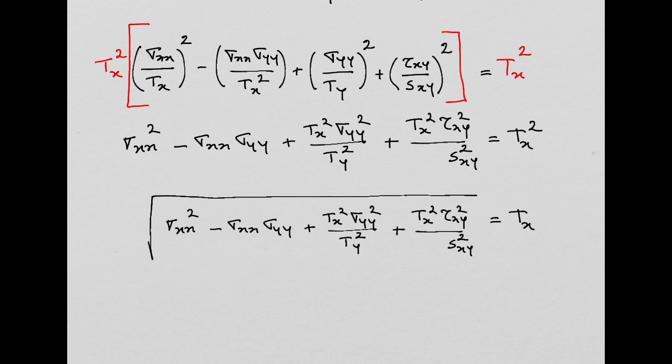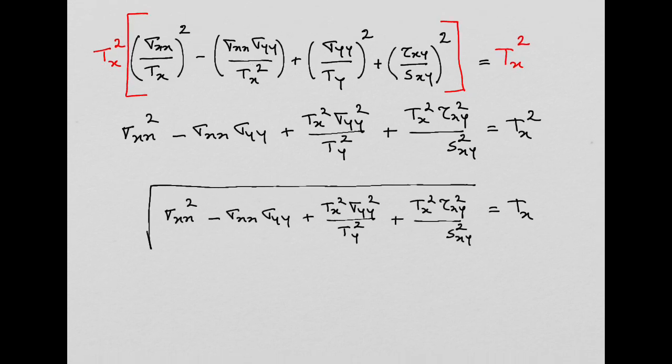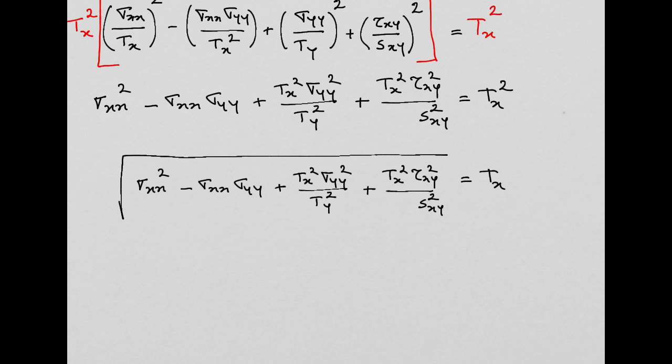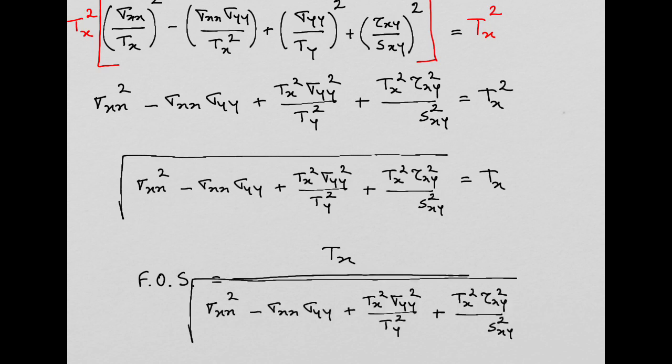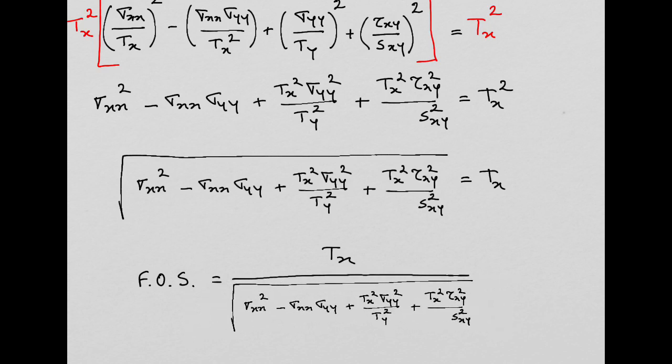Okay. And now what I'm going to do is send the square root to the right-hand side, and I'm going to say then my factor of safety is going to be equal to tx over the entire square root. Now I'm going to make it much smaller. So this is my factor of safety.